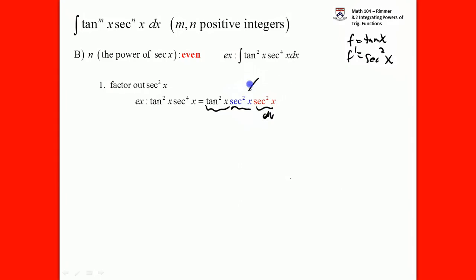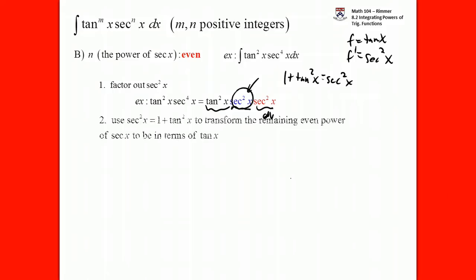This other part can't stay like that. It's blue. Blue needs to be traded in using the identity. What identity? 1 plus tan squared is secant squared. So trade in for 1 plus tan squared because we're about to do a let u be tan. Tan squared stays as tan squared. Sec squared gets traded in for the blue, 1 plus tan squared. The sec squared that you factored out stays as sec squared because that's going to be part of du.